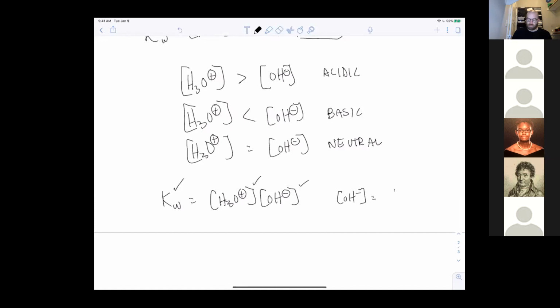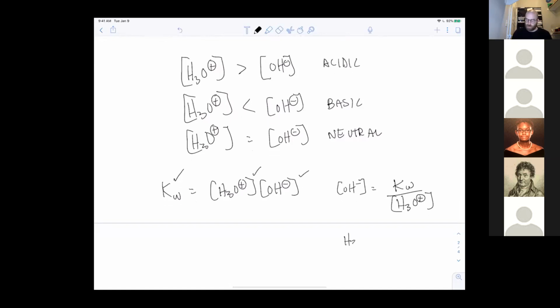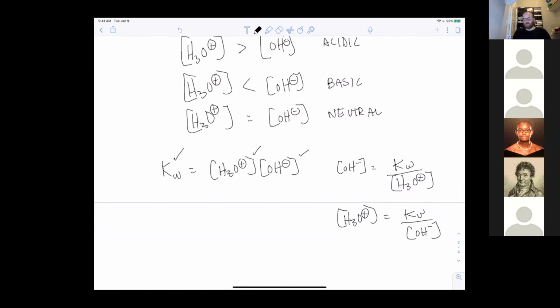Then I can immediately calculate OH minus. And the same is true if I know the OH minus concentration: I can just solve for H3O plus the same way. But the crucial thing, the linchpin for understanding all this stuff, is that H3O plus and OH minus are always tied together through Kw.